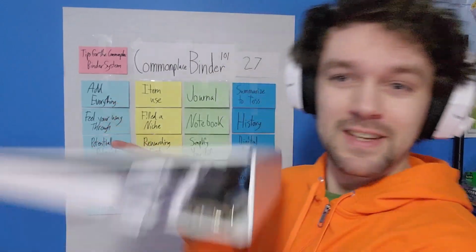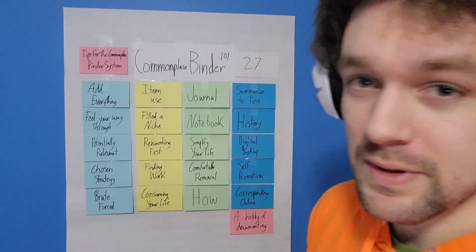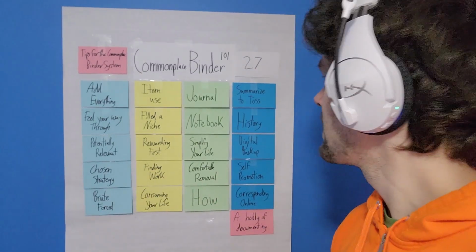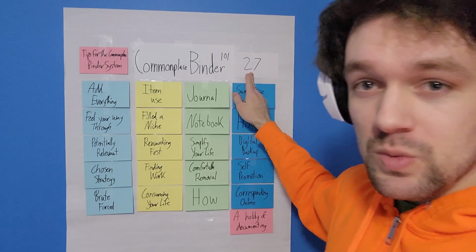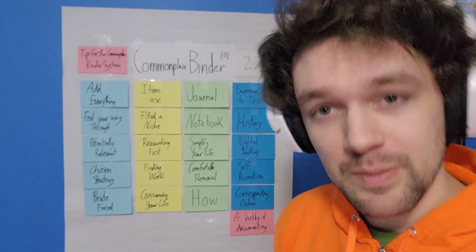Add everything to your Commonplace binder. So this is the Commonplace binder 101 playlist. I'm going to set this down now. We're on video 27, and this is tips for the Commonplace binder system.